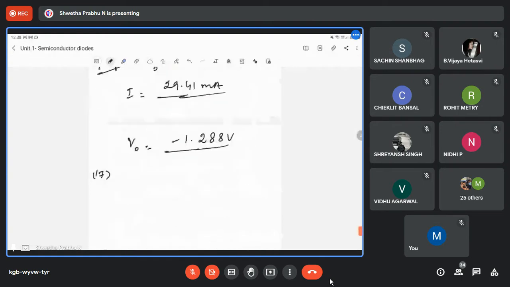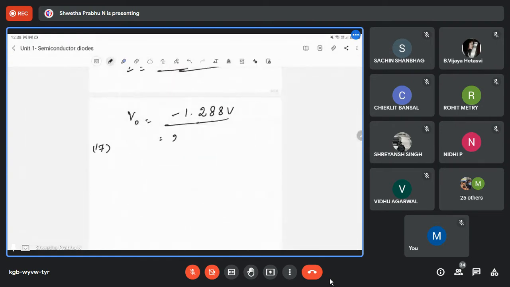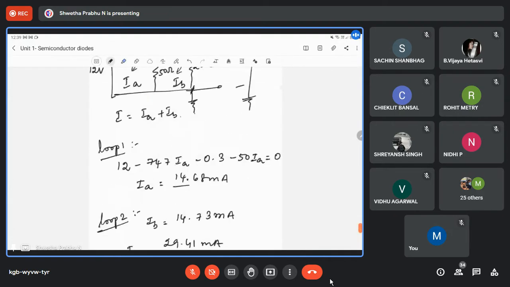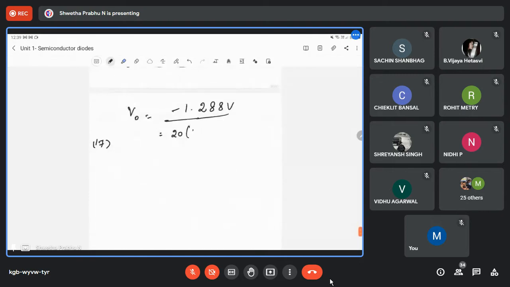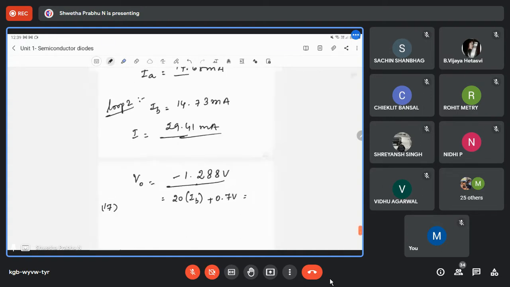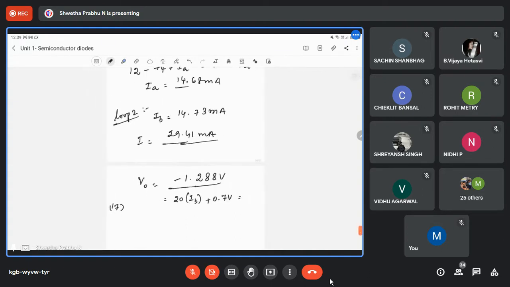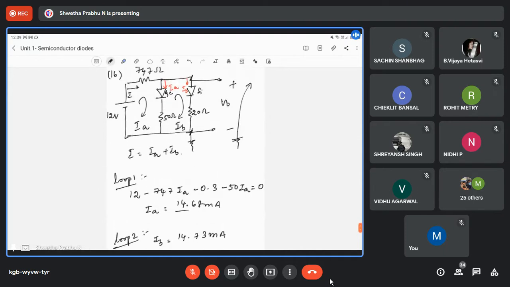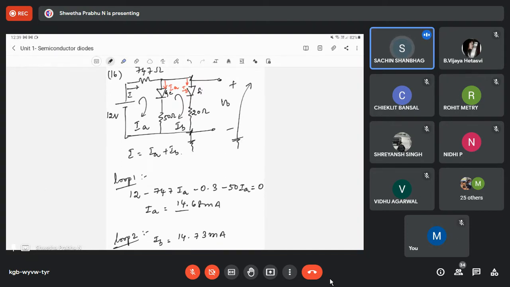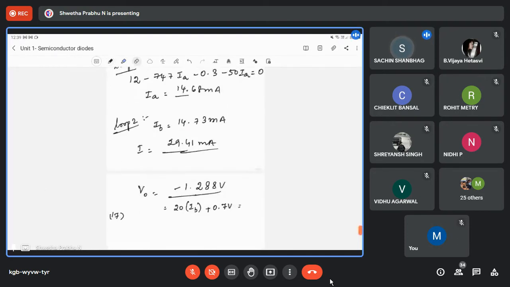So what you will get is 20, how much is the resistance value? Yeah, 20 ohms. 20 into IB, the current flowing through that path, plus 0.7 volts. How much you'll get? Like this only you have applied, right? No, ma'am. I took the main current. I made a mistake. Just a sec.